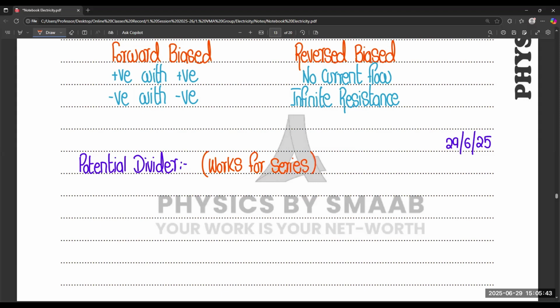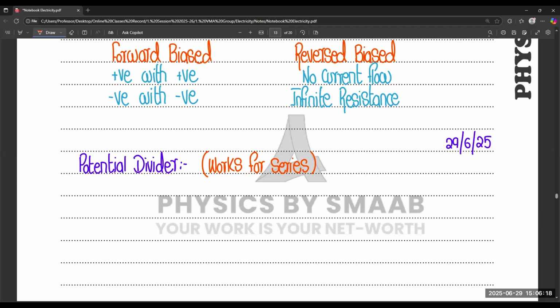Because we already discussed in series and parallel combination that in series combination current remains the same, but voltage divides, or the potential difference among the components divides or splits. So that's why this potential divider only works for series combination. So when you observe that the circuit is given in series combination, then we can apply the formula of potential divider. Otherwise, on parallel combination, it is not applicable because voltage is always the same in parallel combination.